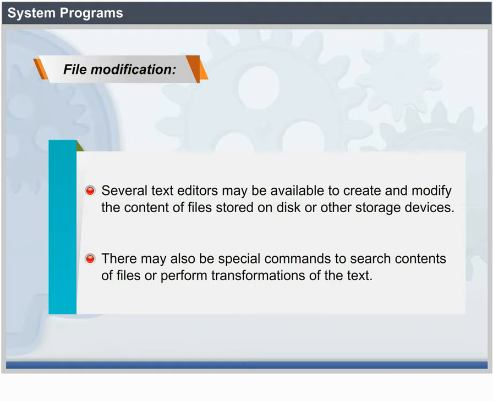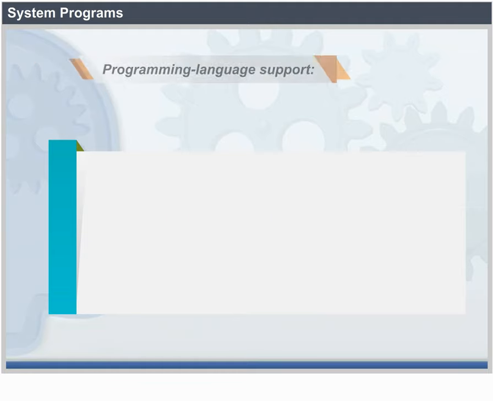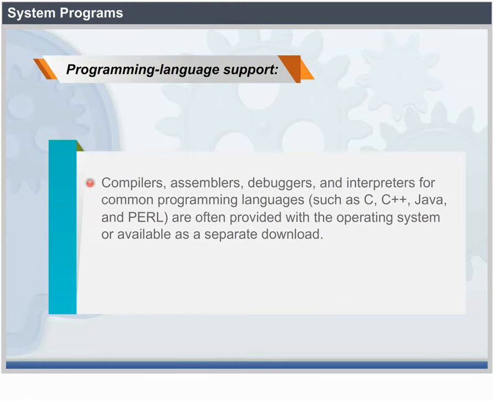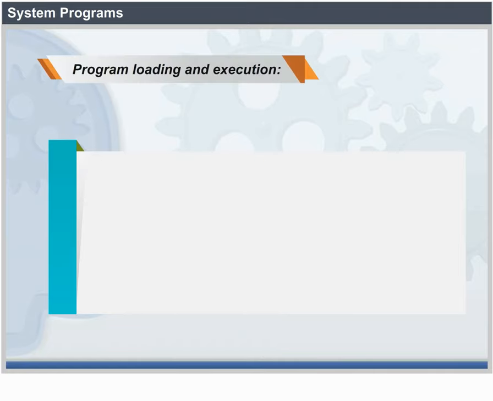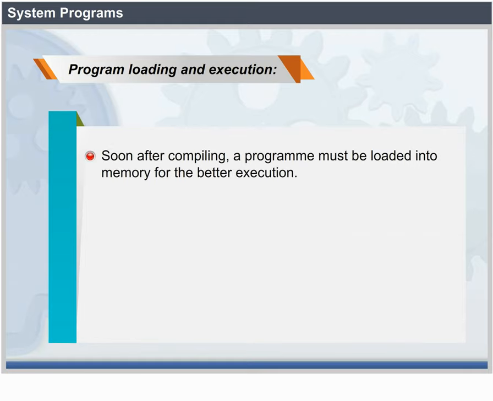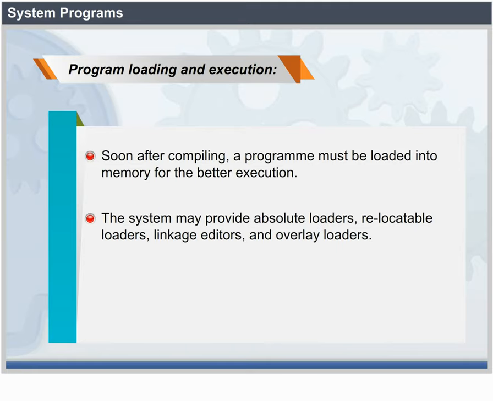Programming language support. Compilers, assemblers, debuggers, and interpreters for common programming languages such as C, C++, Java, and Perl are often provided with the operating system or available as a separate download. Program loading and execution. Once a program is assembled or compiled, it must be loaded into memory to be executed. The system may provide absolute loaders, relocatable loaders, linkage editors, and overlay loaders. Debugging systems for either higher-level languages or machine language are needed as well.